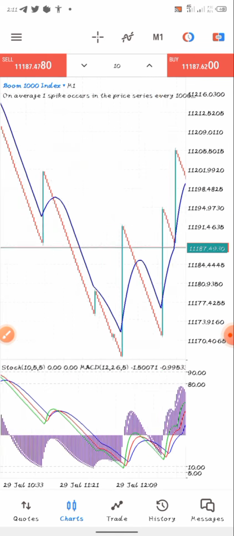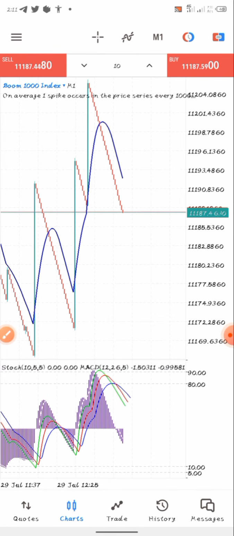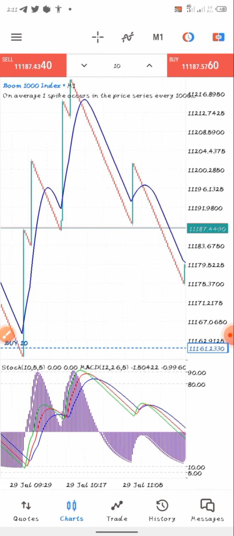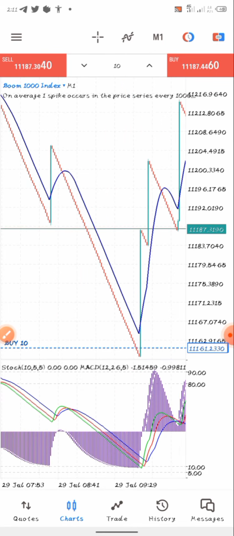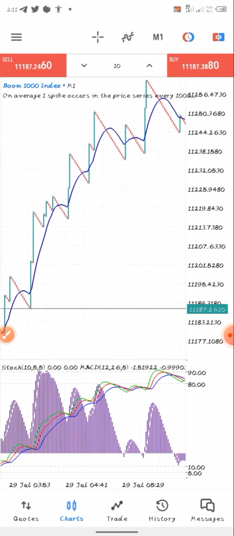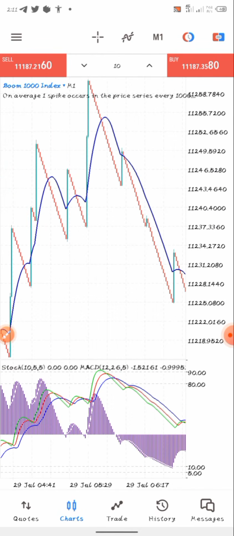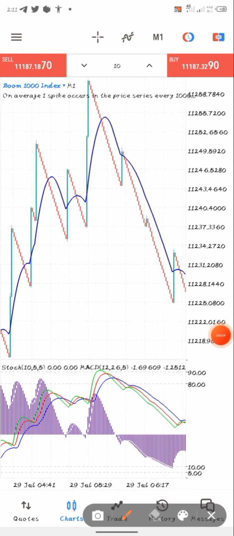So now, how are you going to make use of the strategy? This is how you guys are going to make use of it. Let's say you want to scalp in the market, like you want to scalp 10 to 20 candles and you are out of the market. This is how you are going to do it. The first thing you have to be looking at is your moving average.